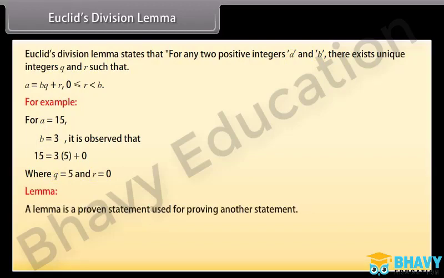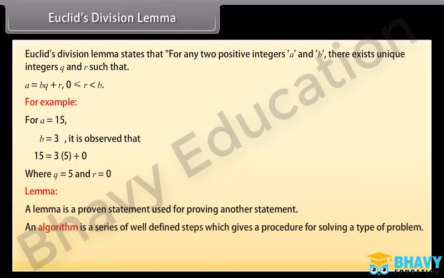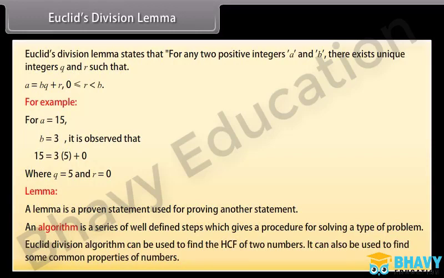Lemma. A lemma is a proven statement used for proving another statement. An algorithm is a series of well-defined steps which gives a procedure for solving a type of problem. Euclid division algorithm can be used to find the Hcf of two numbers. It can also be used to find some common properties of numbers.